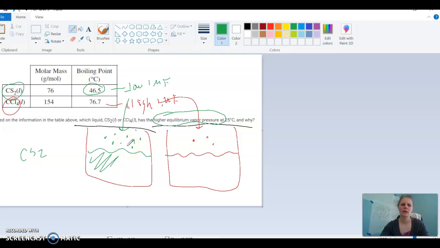If you needed to add about IMFs, I would say between the two, CS2 and CCl4, they're both nonpolar, but CS2 would be less polarizable, thus a low IMF. CCl4, having a greater molar mass, would be more polarizable, which is why I see it has a higher boiling point, because it has a higher intermolecular force of attraction.